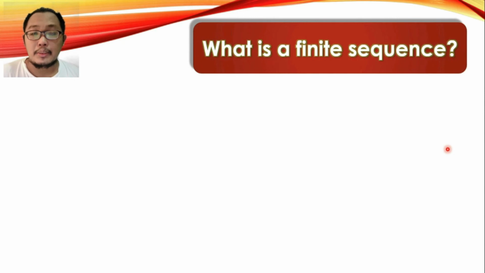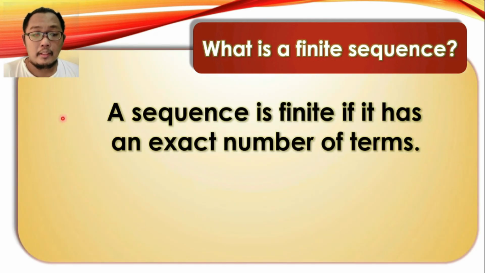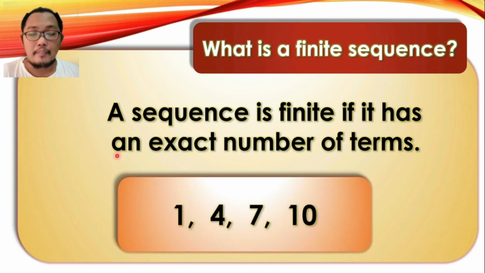And now let us consider the finite sequence. So what is a finite sequence? It is said to be a sequence which has an exact number of terms. So let me give you an example. So here you will notice that we only have an exact number of 4 terms in this sequence. So this is said to be a finite sequence for that particular reason.